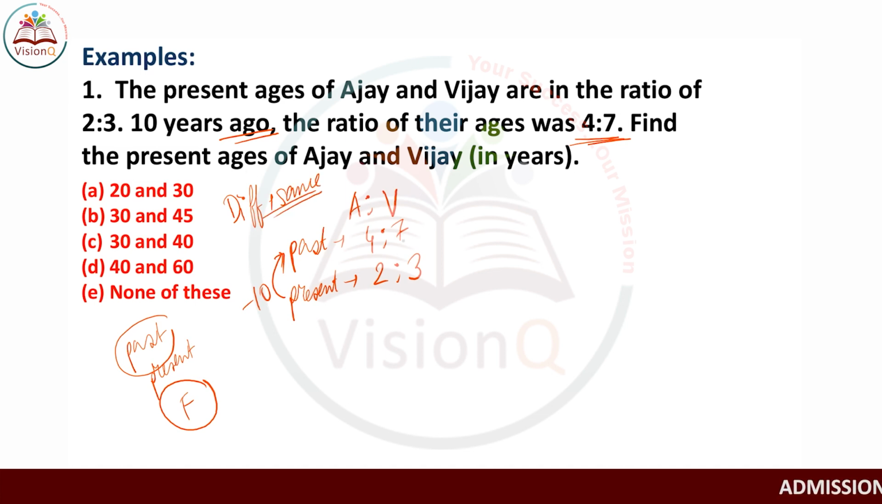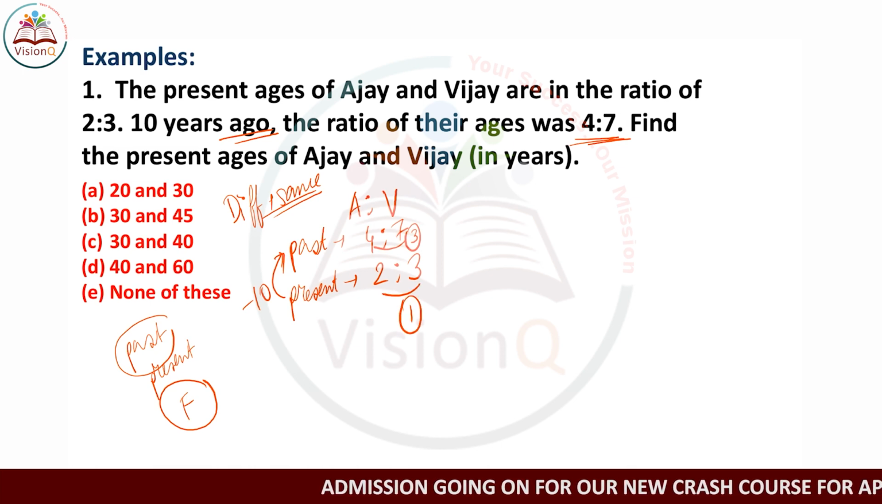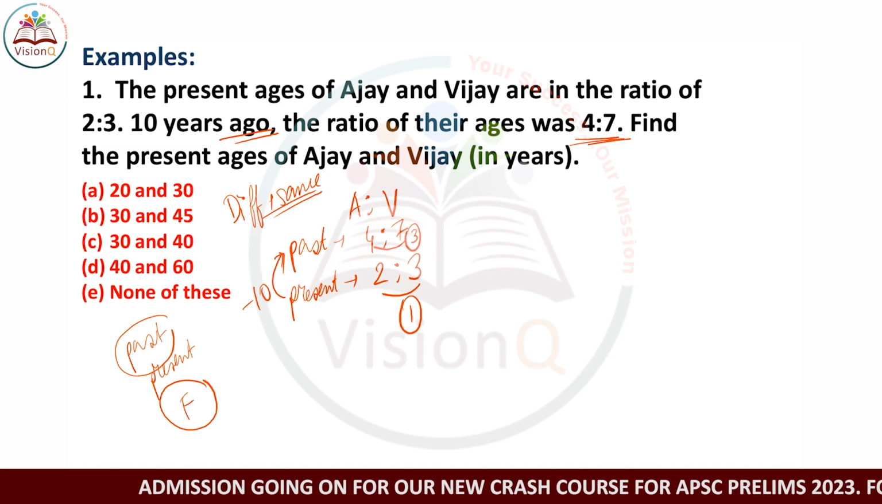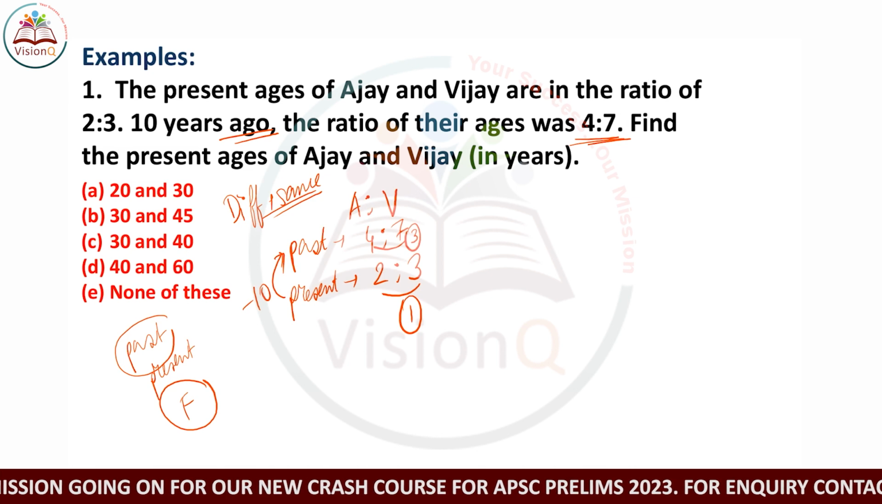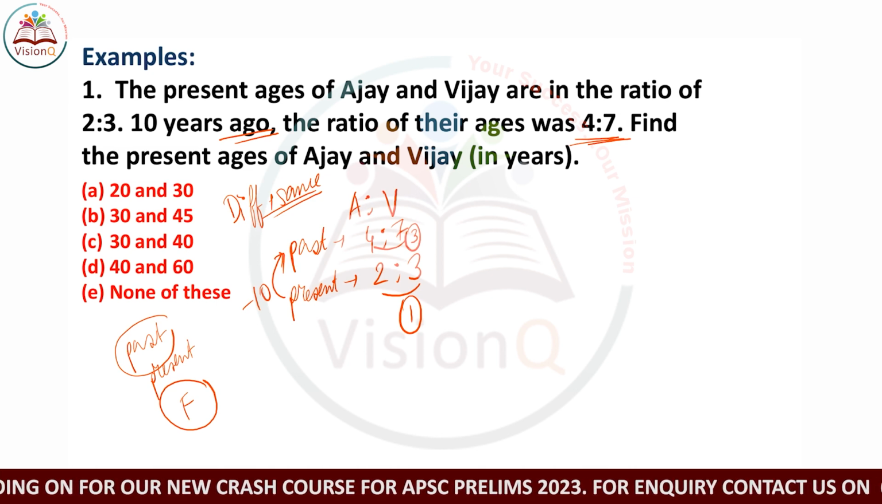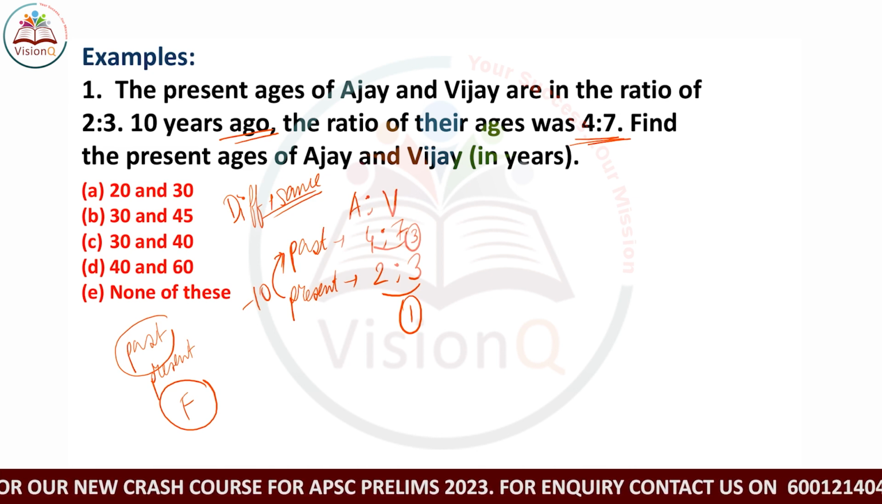Now difference of Vijay and Ajay's age is how much? In the past 3 years. 7 minus 4 is 3. And here in the present, the difference of the ages will be how much? 3 minus 2 is 1. Now I can clearly see here that the difference of the ages of these two persons is not the same. In the past, it is 3 years as per ratio, and in the present it is 1 year as per ratio. And we know difference should be same, na?